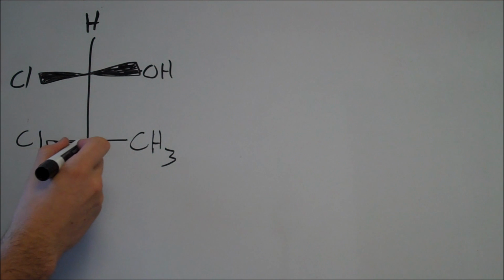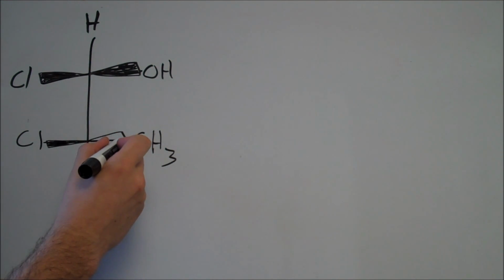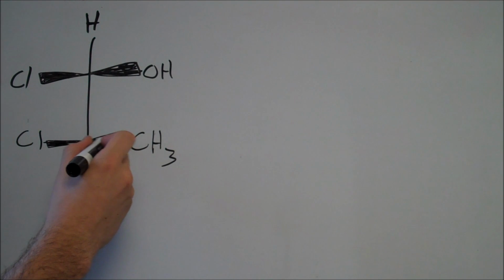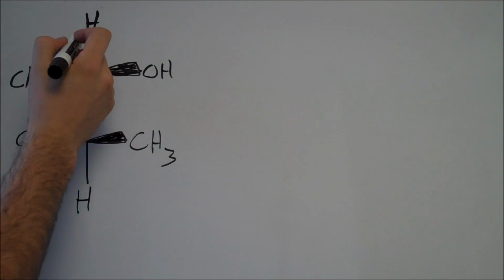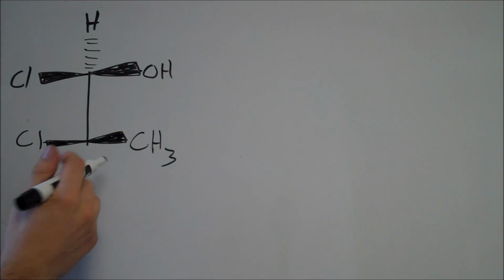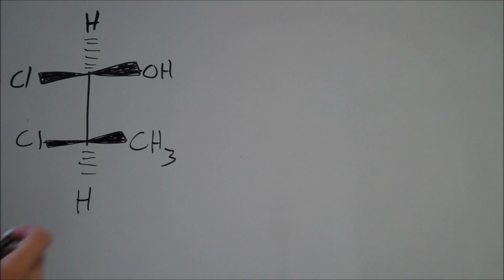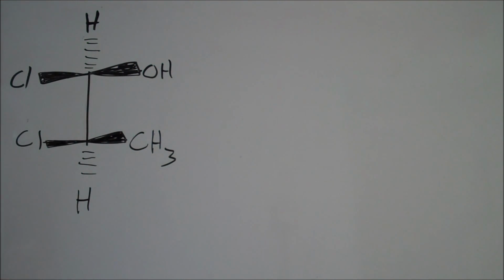I think this is probably the best way to interpret them: make it clear to yourself that these things going horizontal are coming out at you, and if you make these dashed lines, then we see that they are in fact going away from us. So we're looking at this molecule in a funny way, but it's really helpful when we're trying to interpret multiple chirality centers. So let's start with this first one up here.